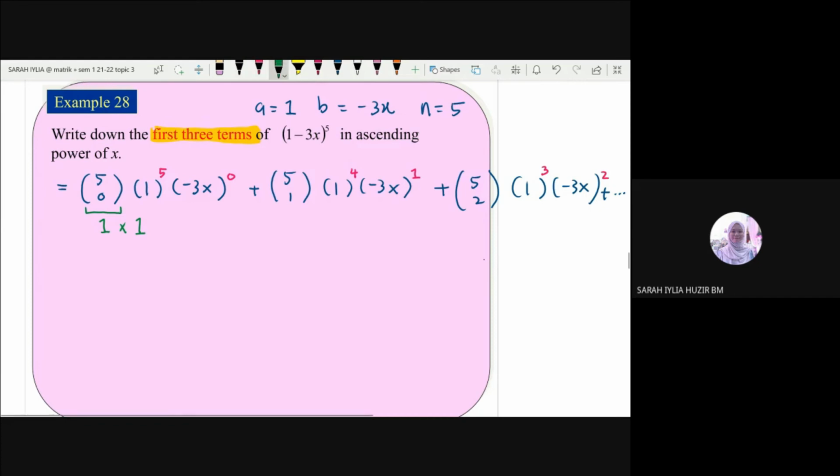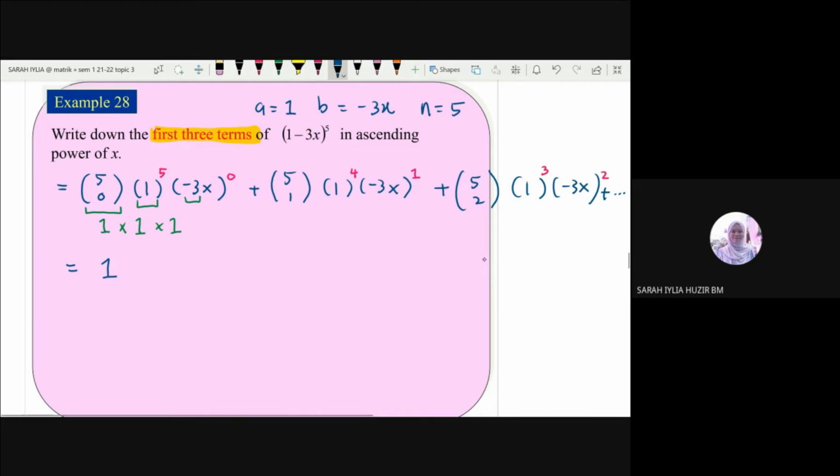Okay, saya sambung balik. Tadi kita simplify. 5C0 dapat 1. 1 to the power of 5, dia still 1. Negative 3 to the power of 0, dia still akan dapat 1 kat situ. So, habis semua, dapatlah 1.